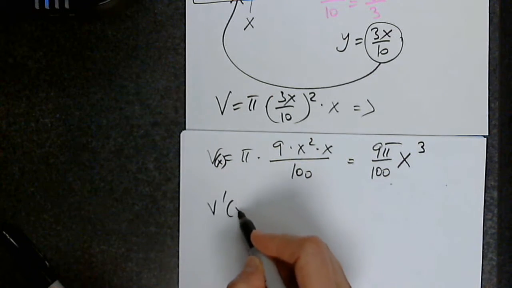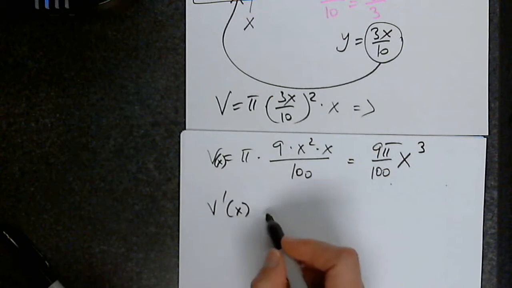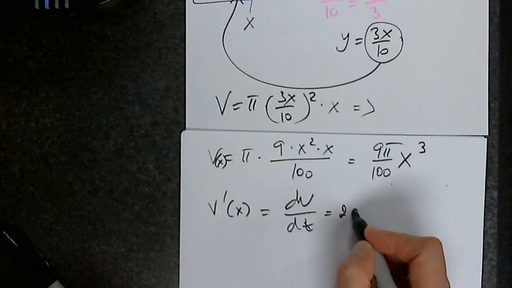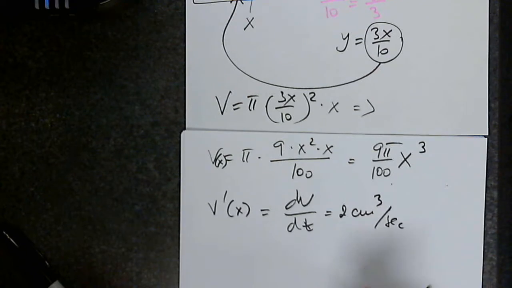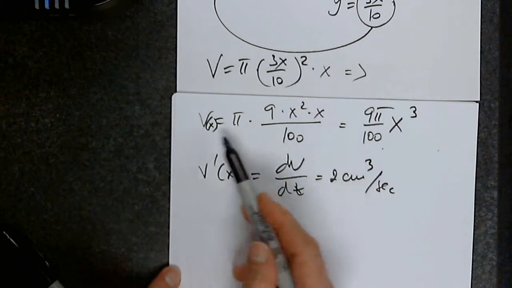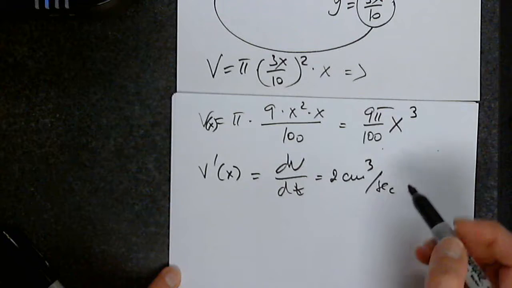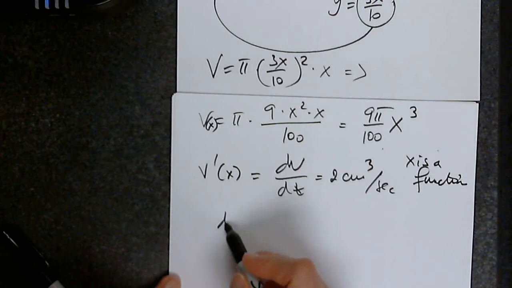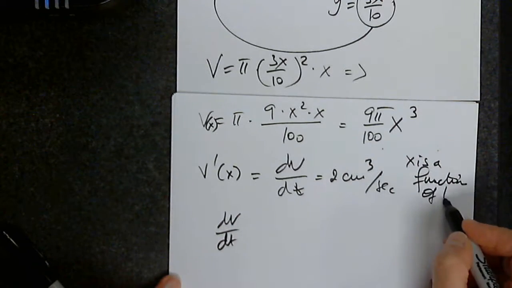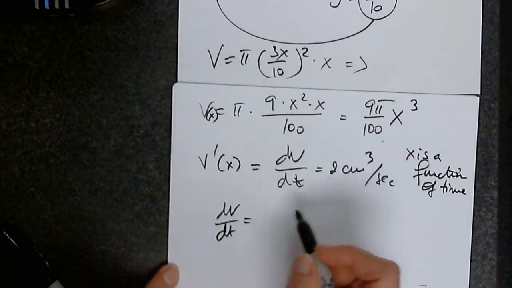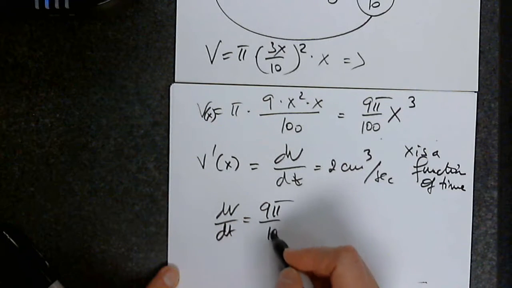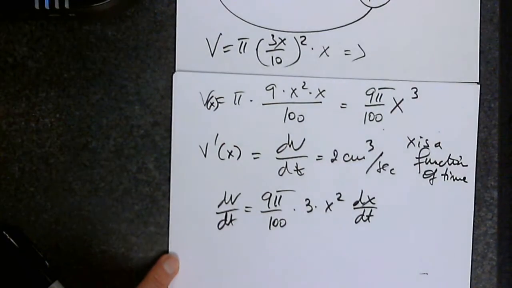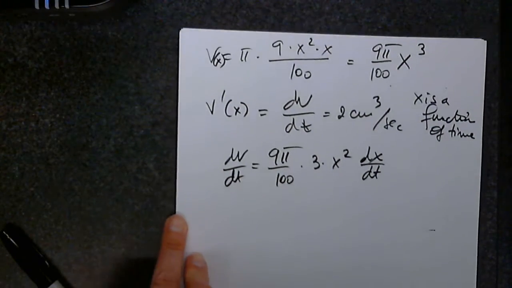So I know that v prime is given in the problem as dv over dt equals 2 cubic centimeters per second. Then I differentiate, and x is a function of time, of course. So dv over dt will be 9 pi over 100 times 3 times x squared times dx over dt. Now I'm ready to put all the numbers in.